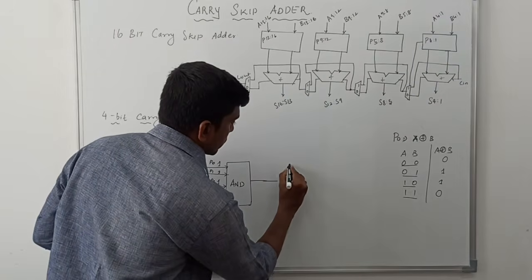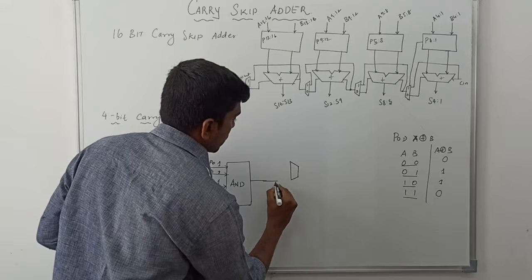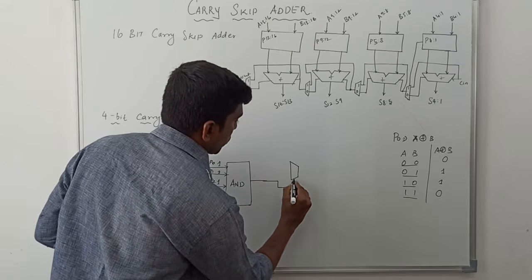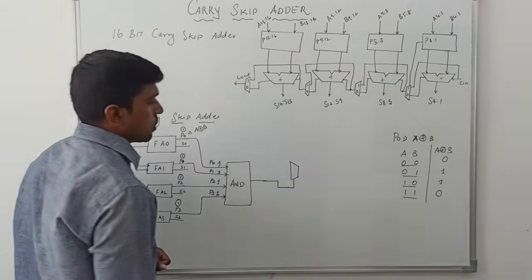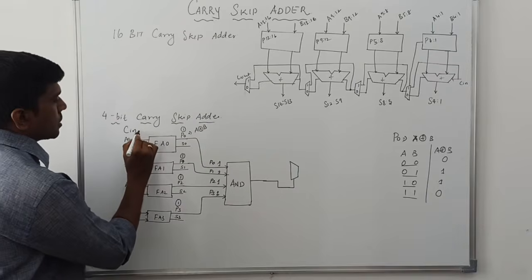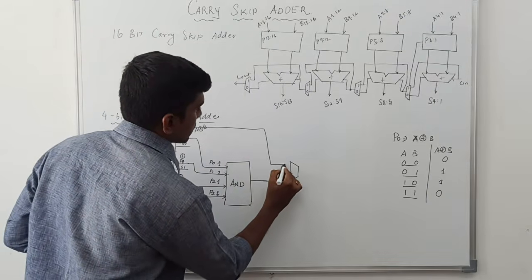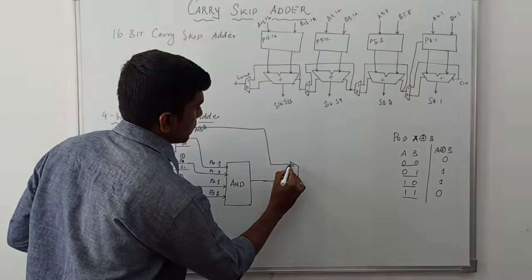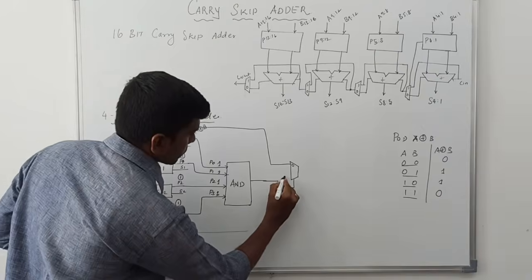Then they are using a 2:1 mux. The output of the AND gate is given to the selection line of the 2:1 mux. It's the Cin signal, carry in. This carry in is given to the zeroth pin, then C4.